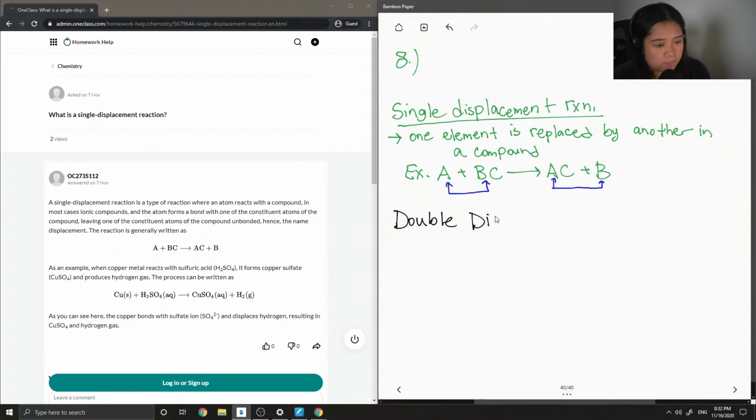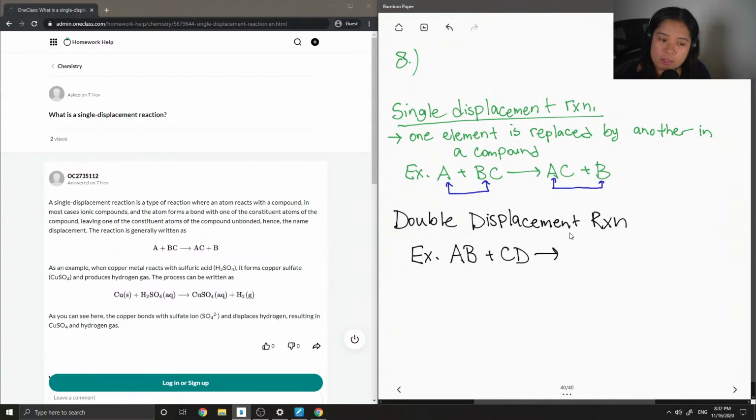We can also have a double displacement reaction. So I'll write out this example. This is when you have two compounds. Let's say it's AB plus CD. And then when they dissociate into their ions, two of them kind of switch places. So you get like AD plus BC.